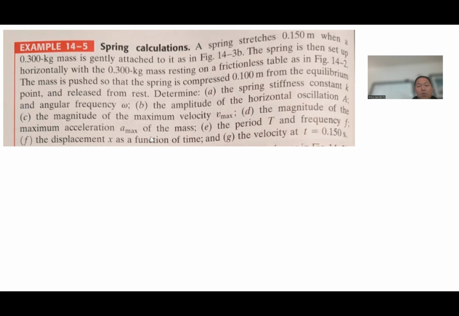Number one, we're going to determine the spring stiffness constant k and angular frequency omega. B, we want to determine the amplitude of horizontal oscillation A. C, we find the magnitude of the maximum velocity, v max. D, we also have to find the magnitude of the maximum acceleration, a max, of the mass. E, now we will find the period T and the frequency f. And F, the displacement x as a function of time, and G, the velocity at t equals 0.15 second.